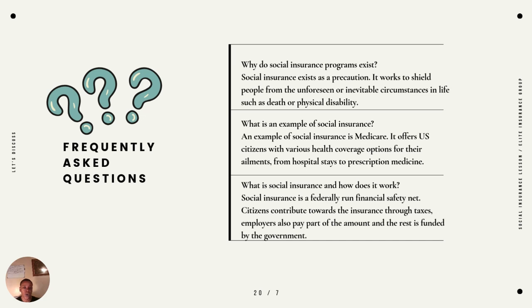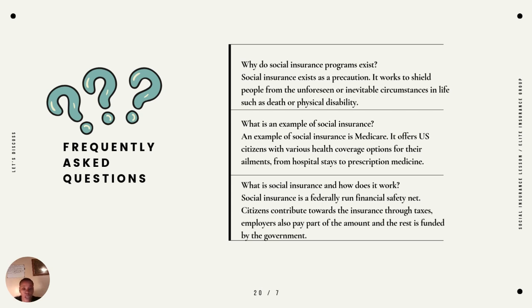So, why do social insurance programs exist? Social insurance exists as a precaution. It works to shield people, like I said, from unforeseen or inevitable circumstances in life, such as death or physical disability or retirement.